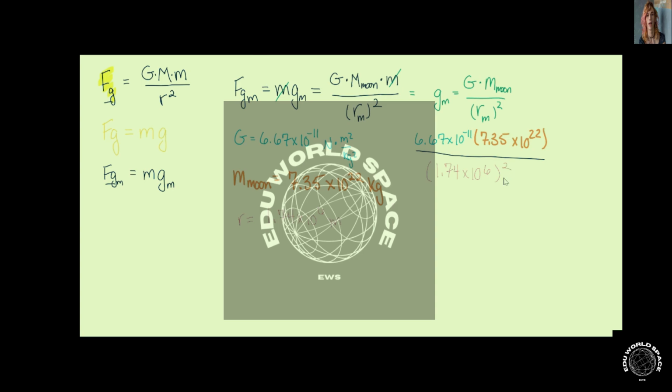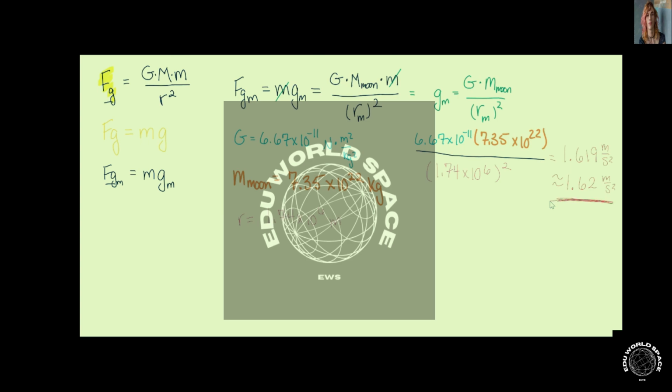So when you go ahead and do the math out, you're going to get an answer that looks a lot like what our actual answer is. So our answer here is going to be 1.619 meters per second squared, or approximately 1.62 meters per second squared.